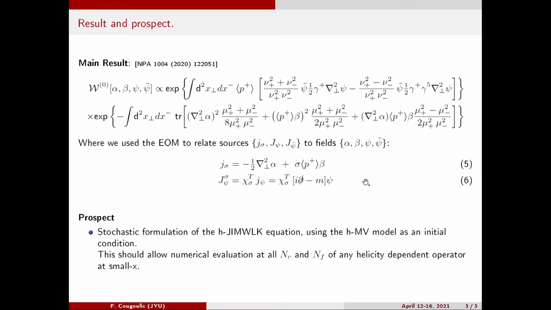Alpha is the usual eikonal gluon field, beta is the third component of the chromomagnetic field F12, and psi and psi bar are the quark and antiquark fields. We checked that this distribution maps back to the usual MV model distribution if one integrates out all the fields which are helicity dependent. As a prospect to this project, a stochastic formulation of the helicity JIMWLK equation would allow the use of this result as an initial condition for the small x evolution. This should allow numerical evaluation of all N_c and N_f dependence of any flavor singlet helicity-dependent operator at small x.